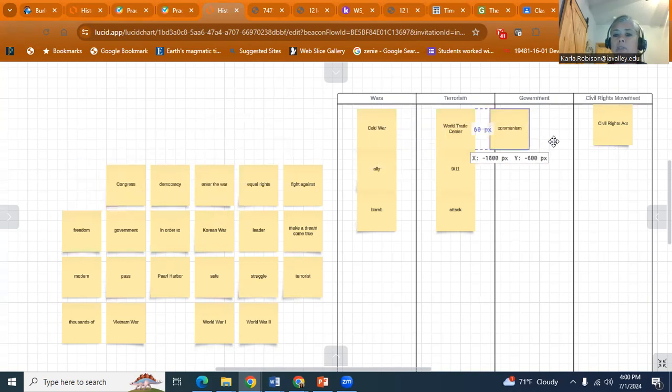Communism, that is the type of government that is found in Russia. Communism is basically a government that believes that the government owns everything and should be distributing materials and supplies equally amongst all people. Like I said, Russia is an example of communism. So that is a type of government.